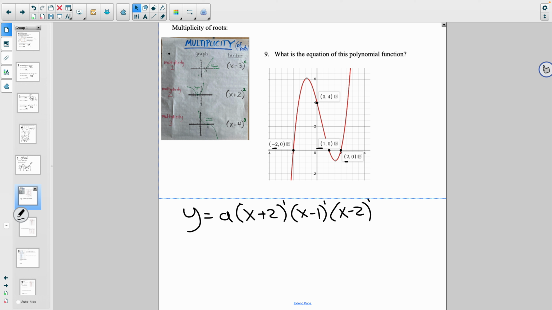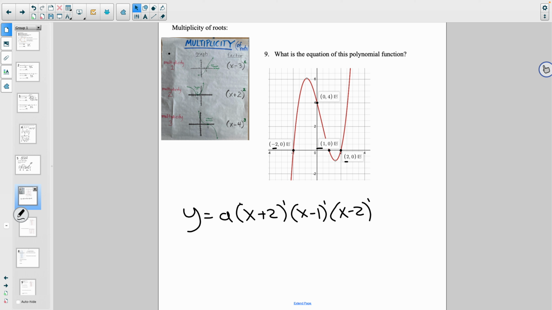So here we don't really have to worry about that, but if we have it just go to the x-axis and bounce off, that'll have a multiplicity of 2. The next one we'll look at will have a multiplicity of 3. Cool, but these all have a multiplicity of 1.